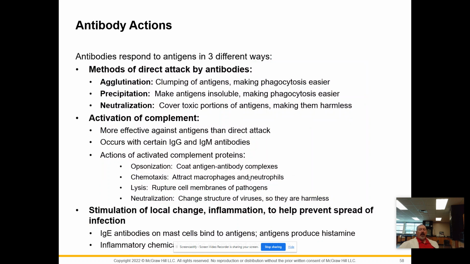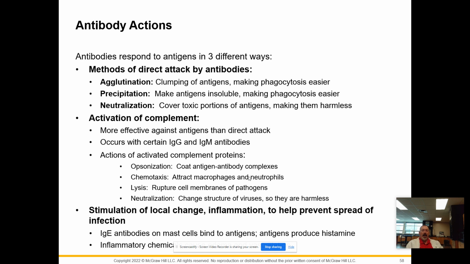All right, so antibody actions. Antibodies respond to antigens in three different ways. If you remember when we talked about blood and if you're given the wrong blood type, let's say you give type AB to a type O blood, that person is going to have agglutination. This is going to be the clumping of antigens. This is going to make phagocytosis easier. And so you're trying to identify those problems and you're going to cause them to clump. Notice that I didn't say clot. That's a different thing from the science standpoint.